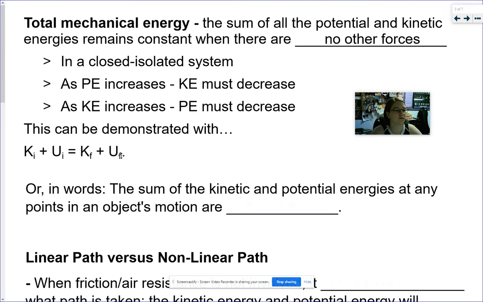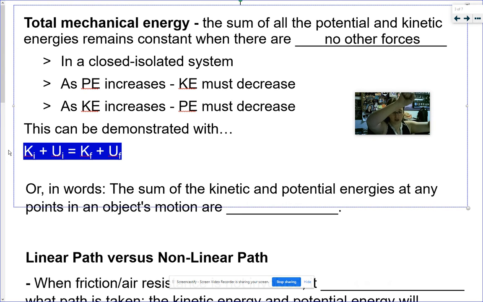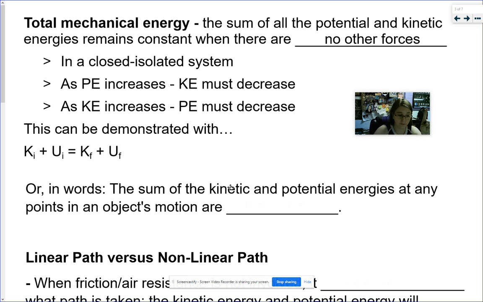Now, this can be demonstrated with the formula they tend to use. The sum of your initial kinetic and potential energies equals the sum of your final kinetic and potential energies. Now, more importantly, though, the sum at any two points, or any three points, or at all points, however you want to say it, is the same. So it's not just the beginning and the end that are the same. The beginning and the middle are the same. A quarter of the way down and three-quarters of the way down are the same.